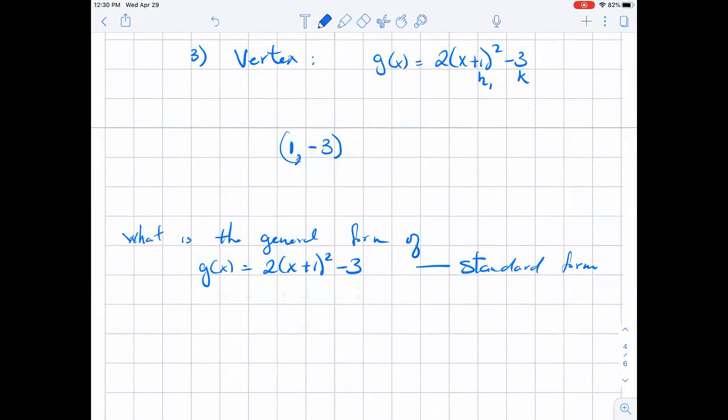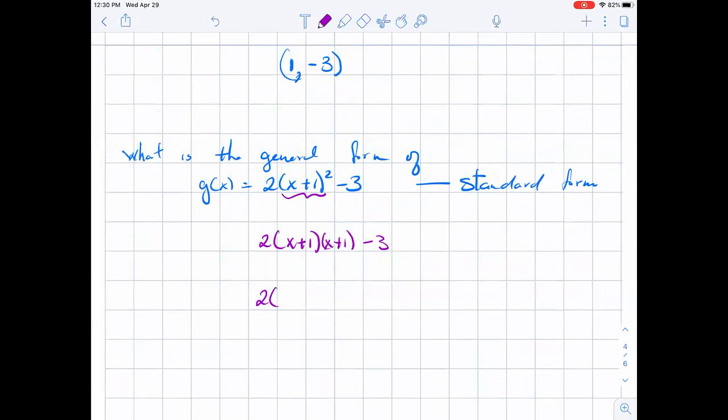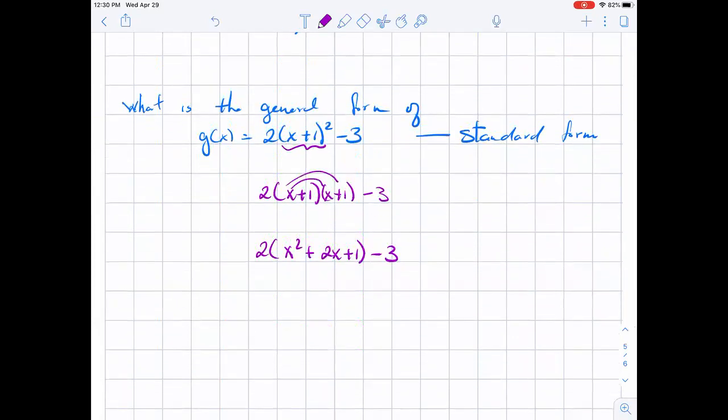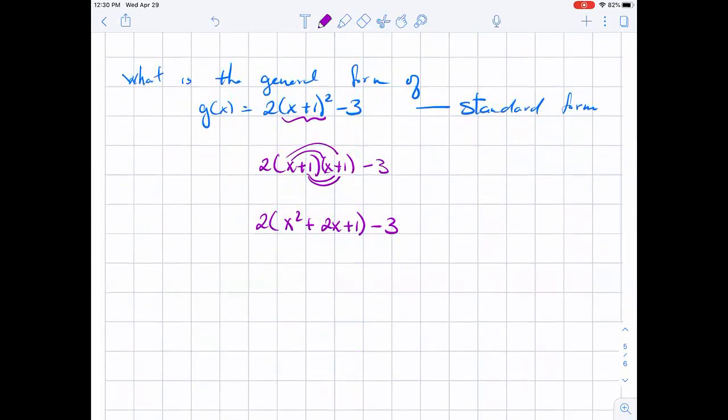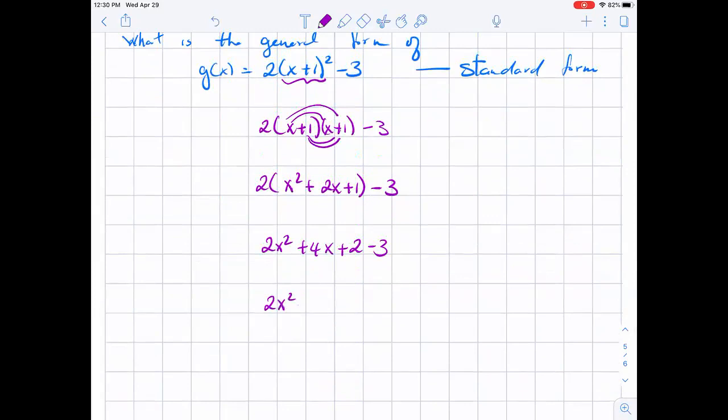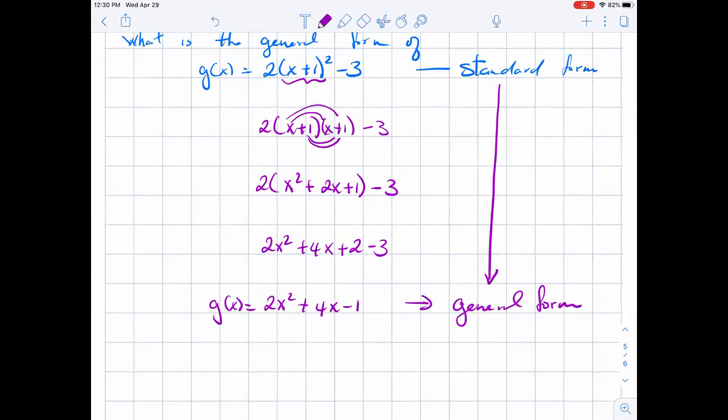You have the idea, but what you're saying is wrong. Remember, exponents come first. So this means 2 parentheses x plus 1 times x plus 1 minus 3. You cannot distribute this 2 first. So this becomes 2 parentheses x squared plus 2x plus 1 minus 3, if you FOIL this out. Then simplify: 2x squared plus 4x plus 2 minus 3. Finally, you get 2x squared plus 4x minus 1. This is the same as g of x, but this is general form. So moving from standard to general, all you do is expand and multiply.